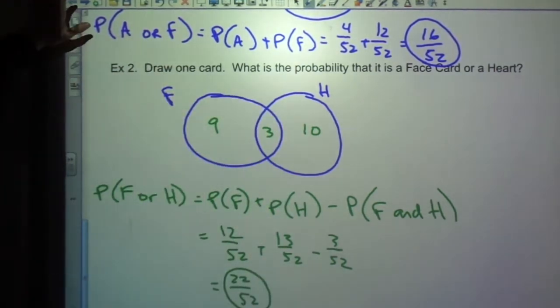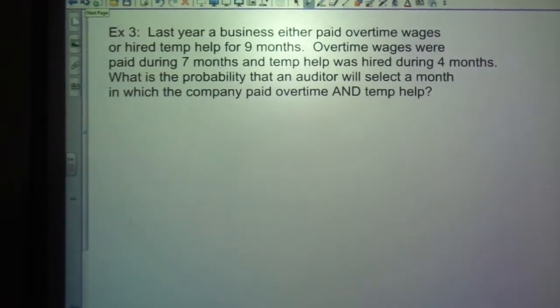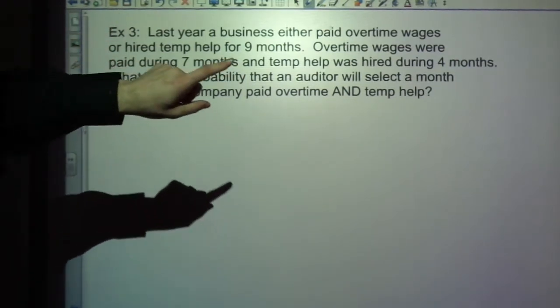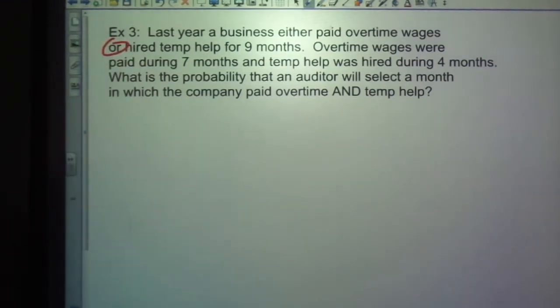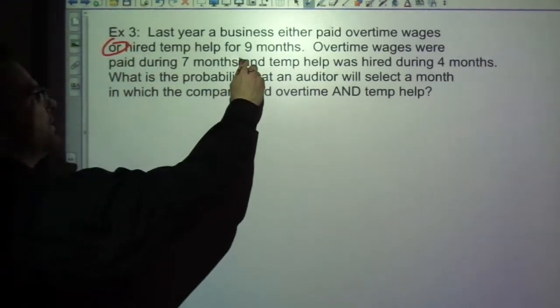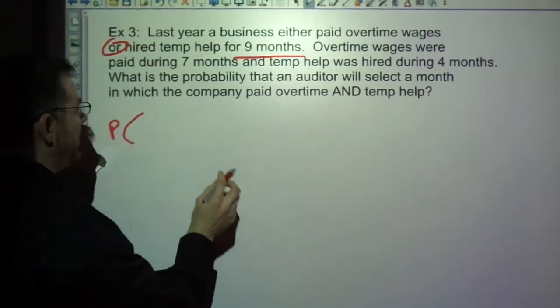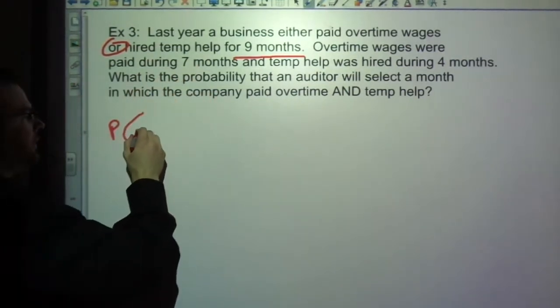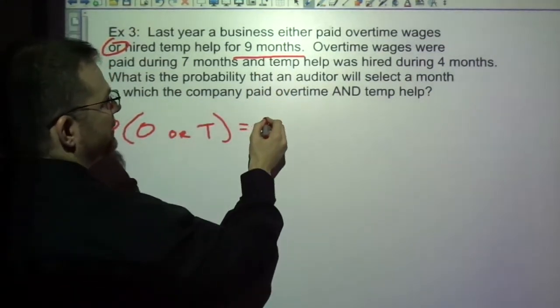One more example here dealing with mutually exclusive. You may want to pause and write down this problem here. But then when I start it and explain, I'll talk through it a little bit. We have a business that pays overtime wages or, that's important, hired temp help for 9 months. So this is together. So let's get this information down. The probability of getting overtime wages or temp help is 9 months out of 12.